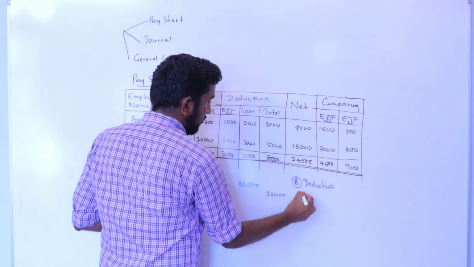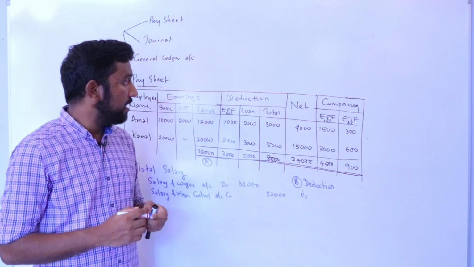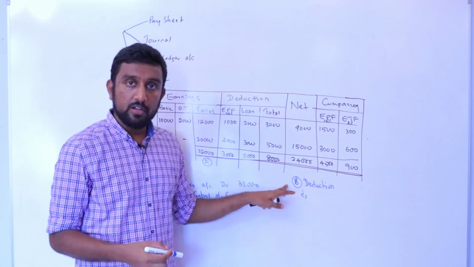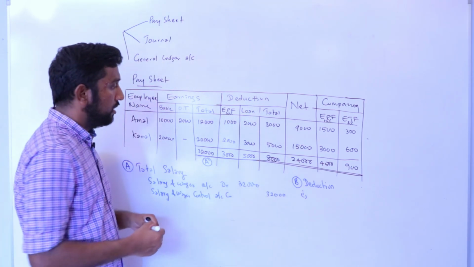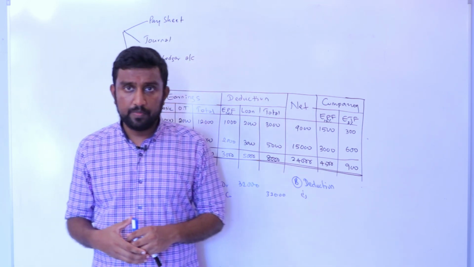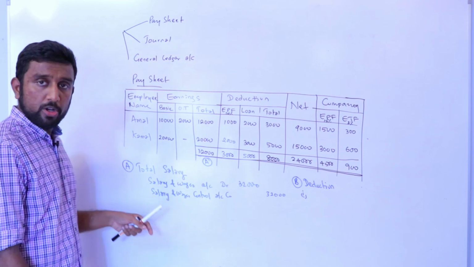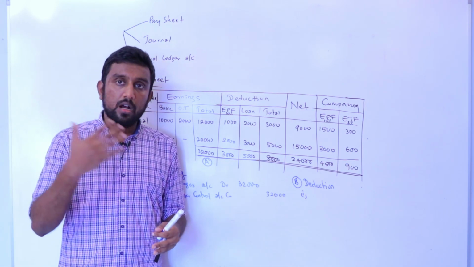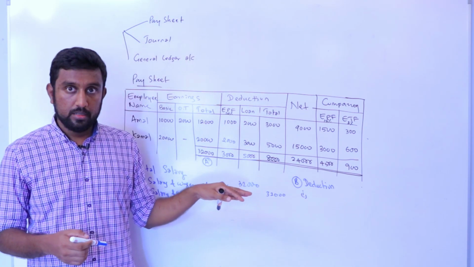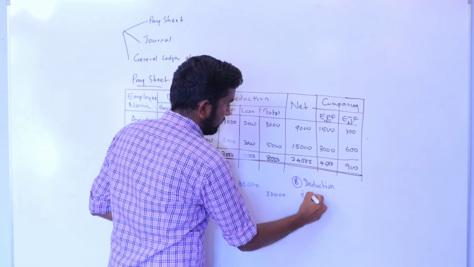Then the deduction. So B, let's say B deduction. In this question we have two deductions from the salary, which are the EPF contribution of the employee and the loan repayment. So under deduction, the first transaction is the EPF contribution of the employee. The EPF contribution of the employee will be transferred to the payable account. Therefore, from the salary and wages control account, which is a temporary account, we are reducing the deductions and transferring to the specific account. Fine. So the first one is the EPF contribution.